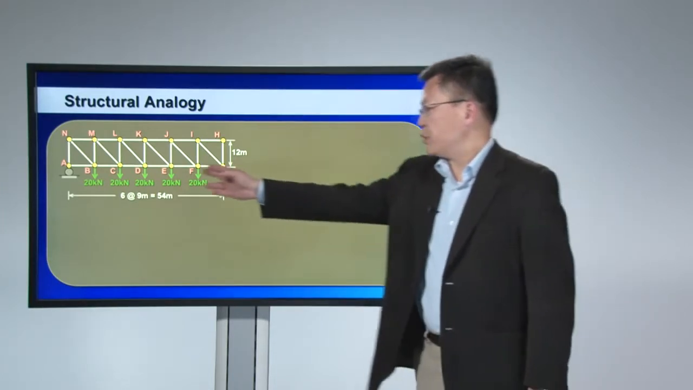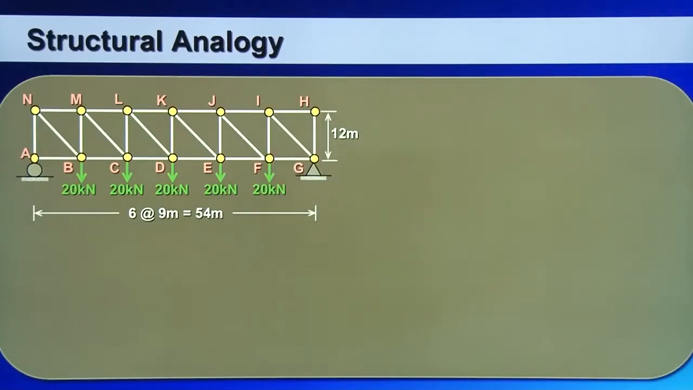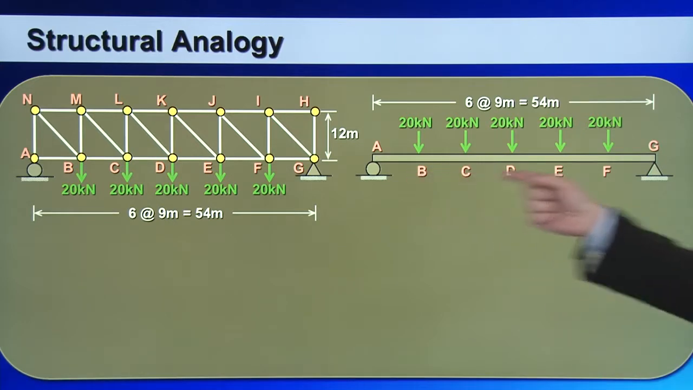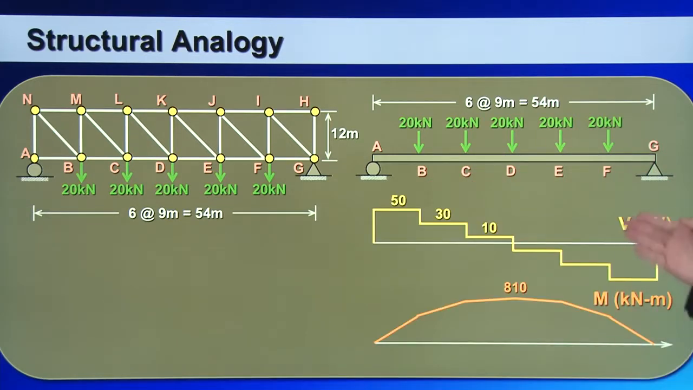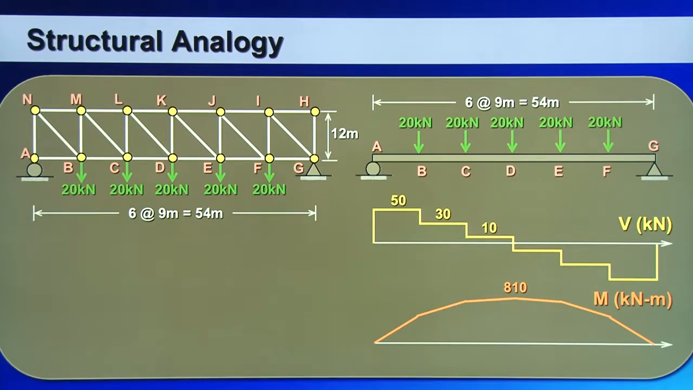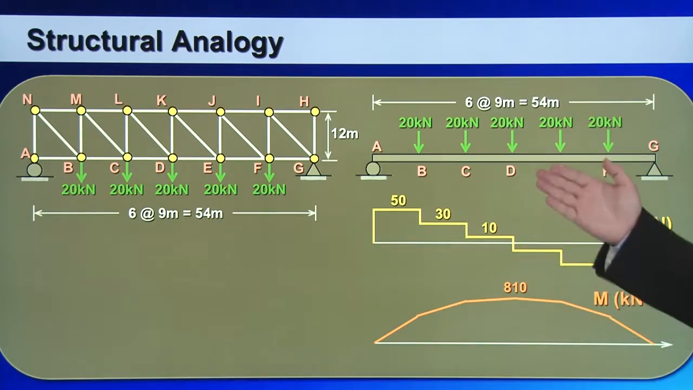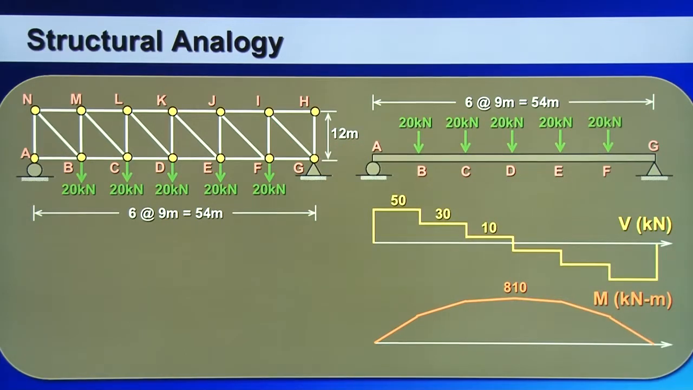Take this truss structure as an example. I apply concentrated loads at some joints, and if I realize that this structure can be viewed very similarly as a simply supported beam as such, then I can analyze this beam very easily and obtain shear force and bending moment diagrams. So these two structures share some resemblance, and I can use the results obtained from the simply supported beam and apply them onto the truss structure.